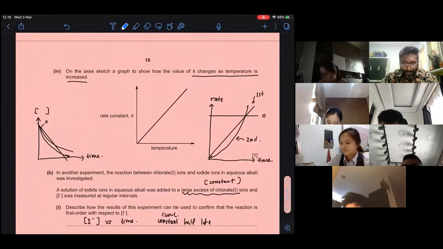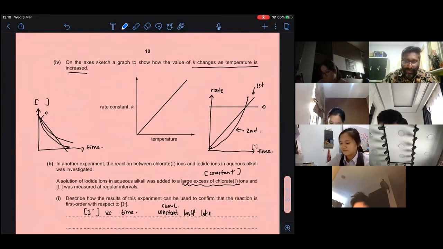Next, on the axis, sketch a graph to show how the value of K changes as the temperature increases. Only K will change when temperature is changing. So the rate constant will increase.